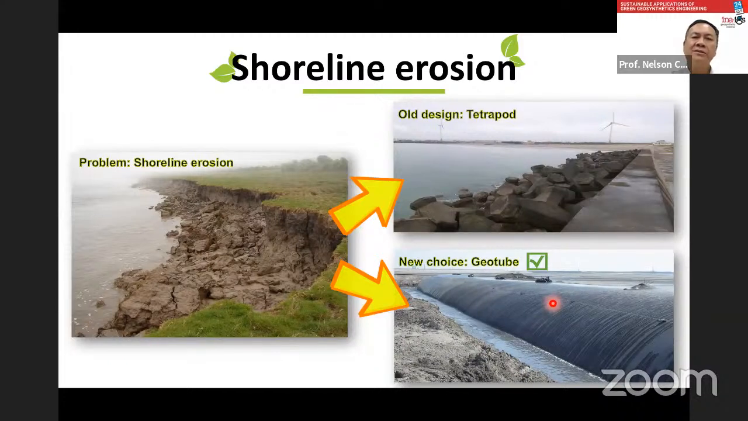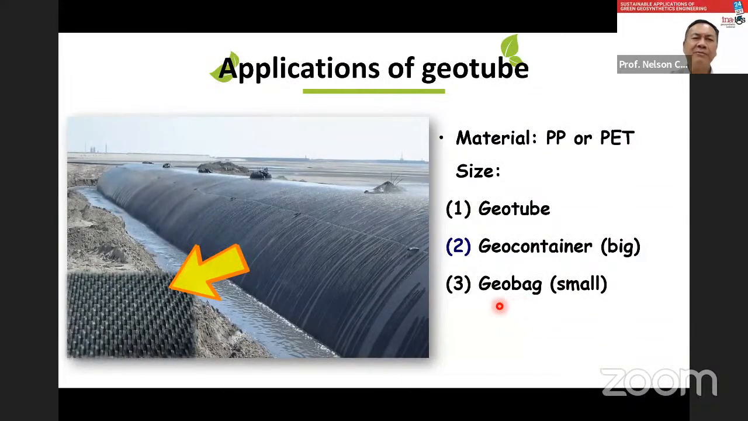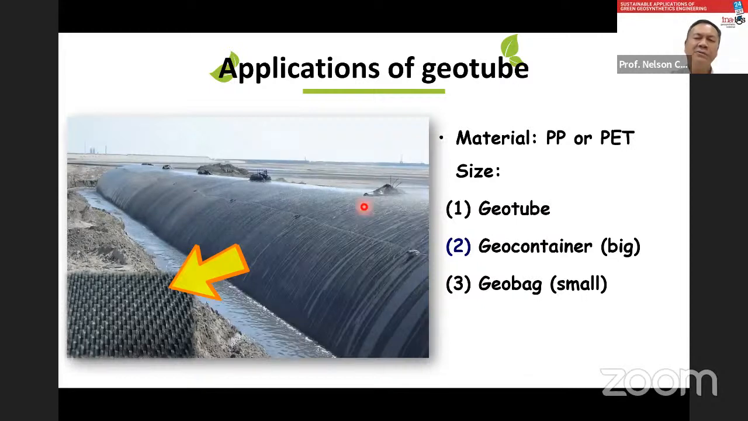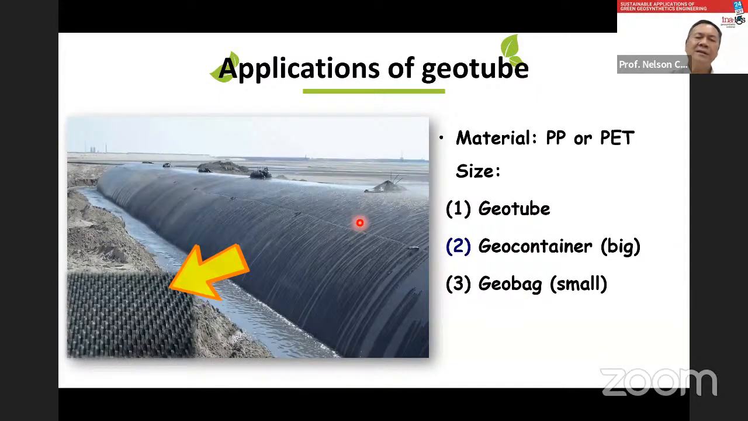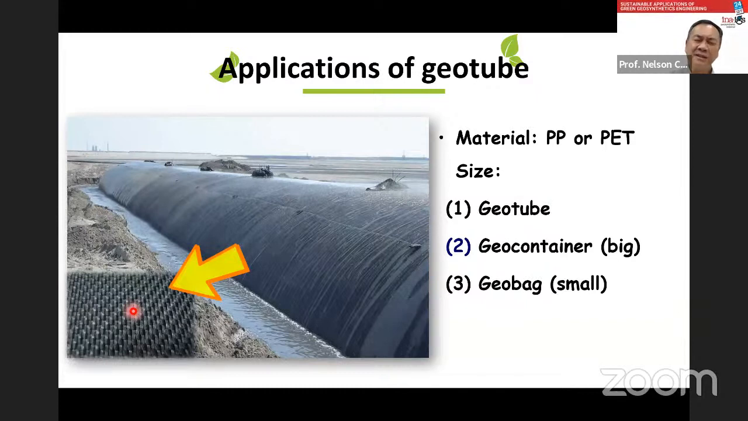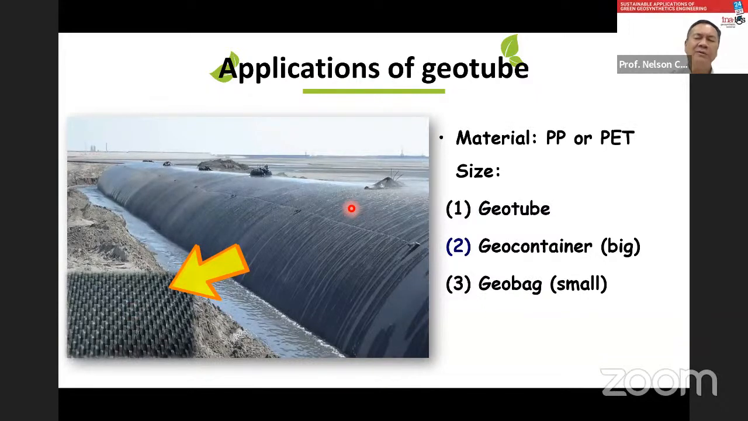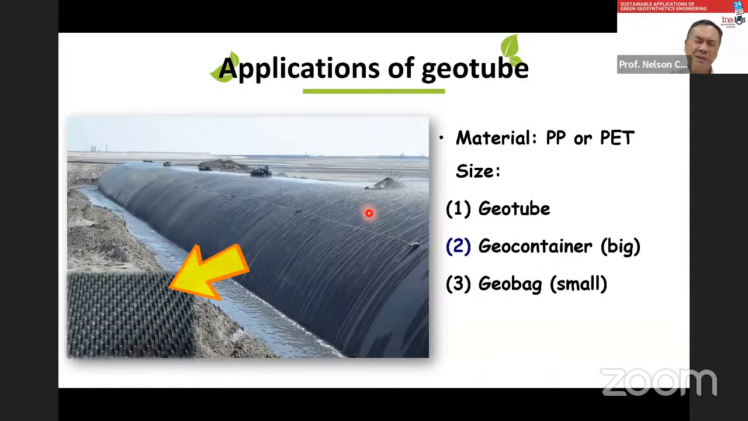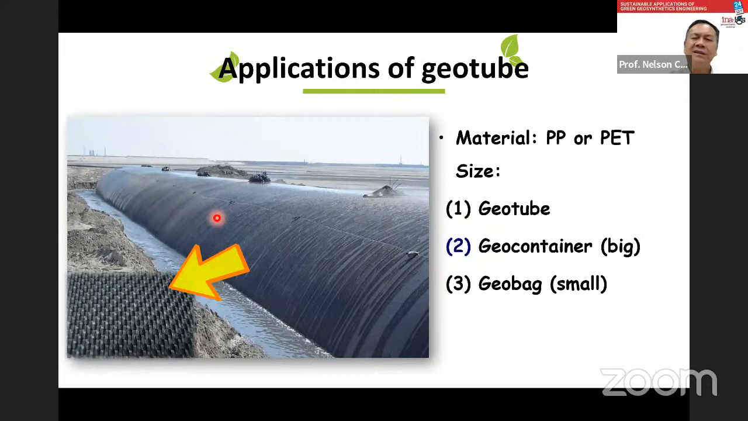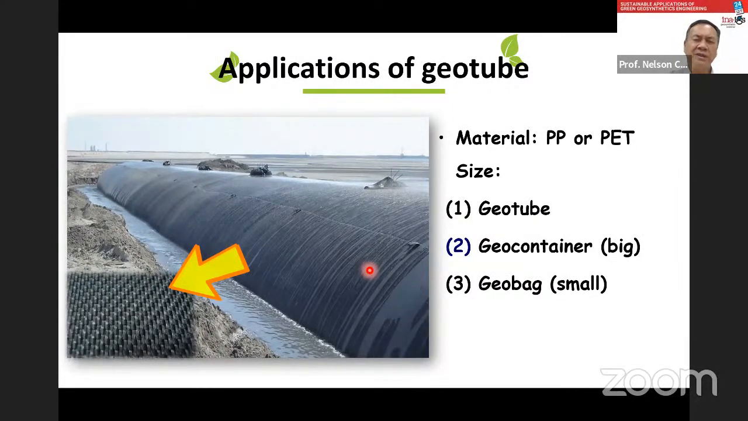What is a geotube? A geotube is a tube made of geofabric. We pump the sandy material inside the tube, and the water will consolidate and come out from this pervious geotextile. Then we keep on adding material, which is sandy material in most cases, and the water keeps on coming out due to consolidation. Then eventually the geotube becomes a very solid and heavy structure, and it cannot move easily. So we use this as protection for the shoreline.